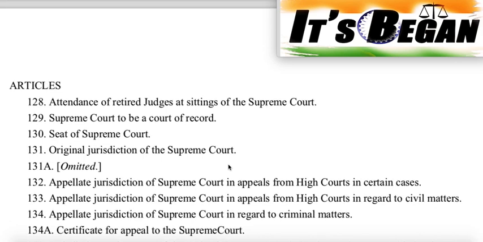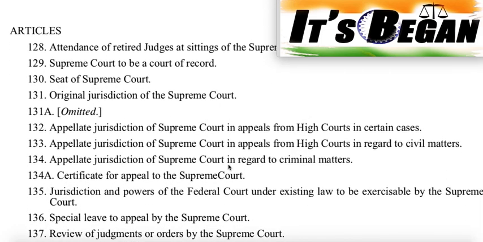Article 133 Appellate jurisdiction of Supreme Court in appeals from High Courts in regard to civil matters. Article 134 Appellate jurisdiction of Supreme Court in regard to criminal matters. Article 134A Certificate for appeal to the Supreme Court.